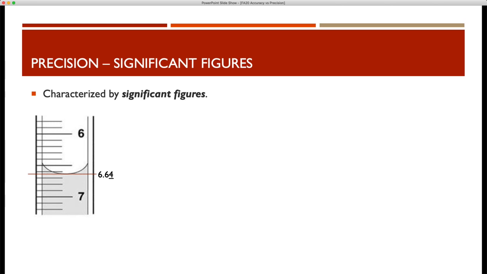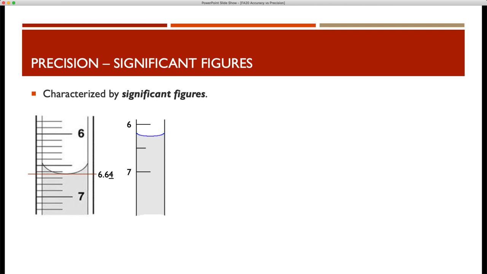So we'll always read our glassware or our instruments to the first uncertain digit. In this case, that's the hundredths place. That means that when we read this piece of glassware, we have 3 significant digits or 2 decimal places.